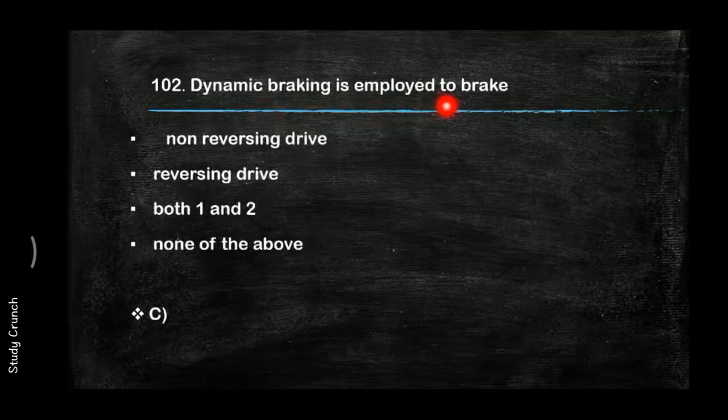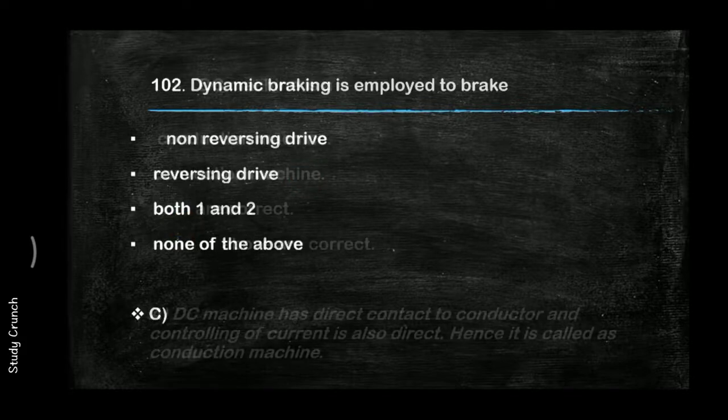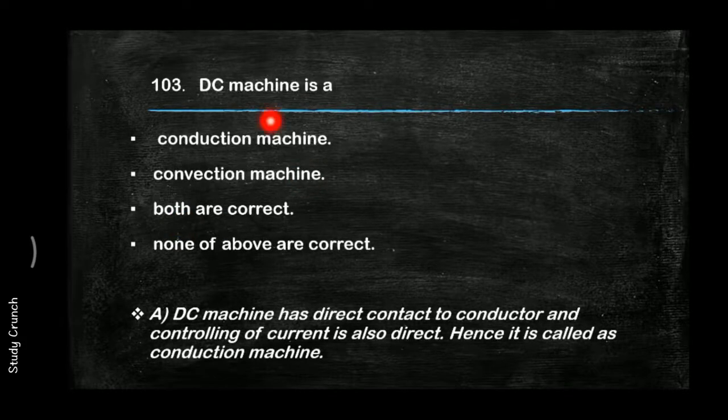Next. Dynamic braking is employed to brake both the non-reversing as well as the reversing drive. So the answer is C, that is both first and the second. Next, DC machine is a conduction machine, that is A. We know that DC machine has a direct contact to conductor and controlling of current is also direct. So it is mainly a conduction machine, that is A.